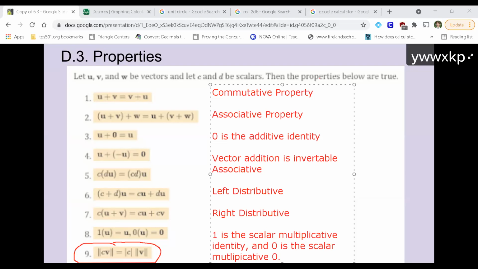And then the last one is a shortcut for magnitude. The magnitude of a vector multiplied by a constant is the same thing as the absolute value of the constant times the magnitude of the original vector. And that'll save you some time when you're doing problems, to work it out using that shortcut.